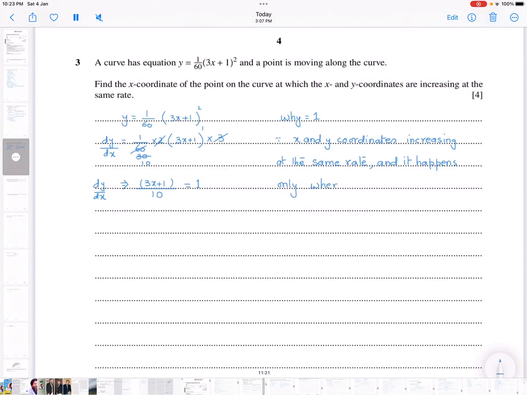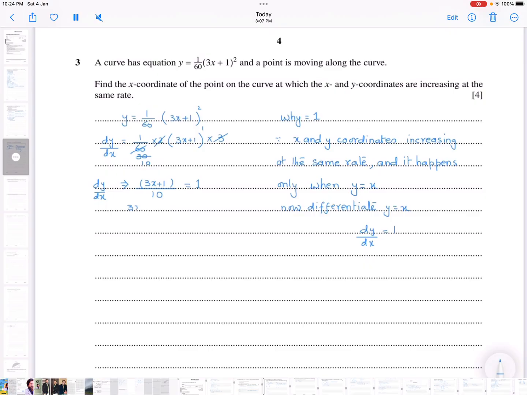And it happens only when y is equal to x. Now differentiate the equation y is equal to x. So I'm going to write dy by dx equals 1. The differentiation of x is 1. So dy by dx is the gradient.